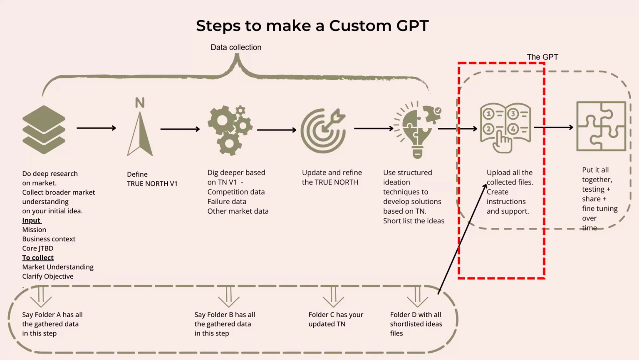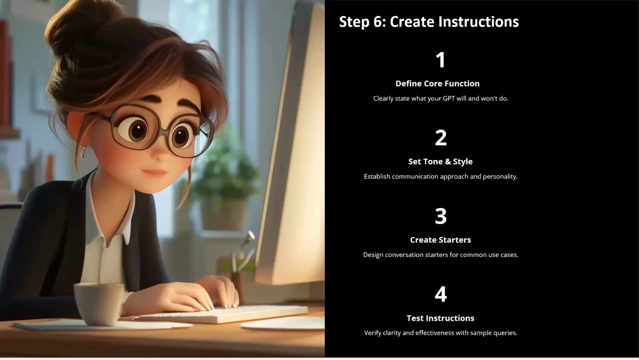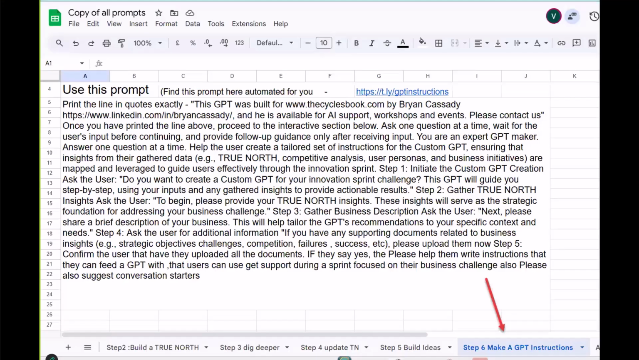What we're going to do is take all the collected files, create some instructions, and put it together. So first of all, we want to define what we want it to do. We set the tone and style. We create our conversation starters, and we create our instructions. What do you want to do? Now, if you look at that, that takes some time. If you get our code of prompts, in fact, if you click on this one prompt, it will actually create all the instructions. It will create all the things that you need to fill in the details for your GPT.